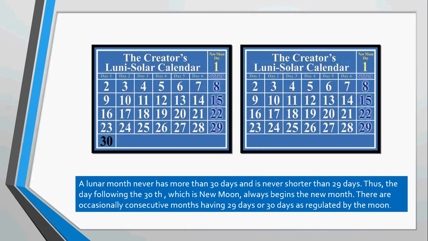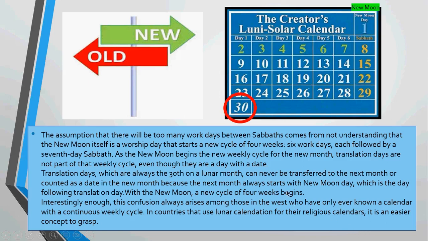A lunar month never has more than 30 days and is never shorter than 29 days. Thus, the day following the 30th, which is new moon, always begins the new month. There are occasionally consecutive months having 29 days or 30 days as regulated by the moon. Here, Sister M, this is part of the old month and part of the new month, day 30. Would you read this?